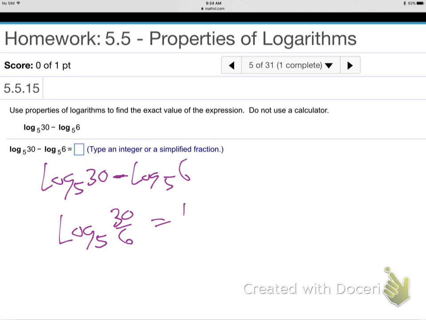And then what's that? 30 divided by 6 is 5. So what's that? 1. They're not all going to be 1, but a couple of them have been. Easy enough. See how those properties work? Good. All right.